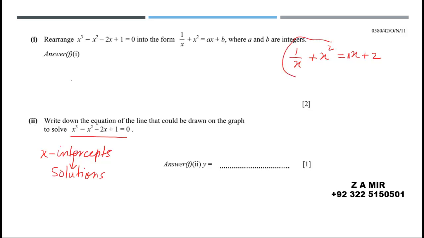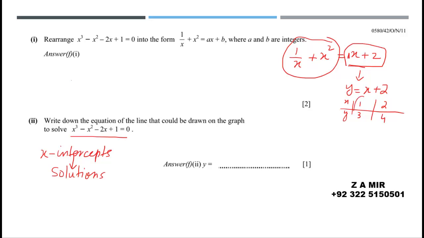We have already drawn this graph in the previous step, so we have to draw only this graph now, which is a straight line. This straight line is basically y is equal to x plus 2. Just draw the table here, x and y. If x is 1, so 1 plus 2 is 3, y will be 3. If x is 2, so 2 plus 2 is 4, y will be 4. Using these two coordinates, we will draw this line.